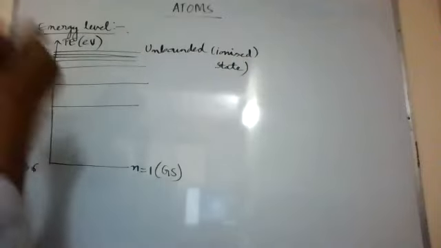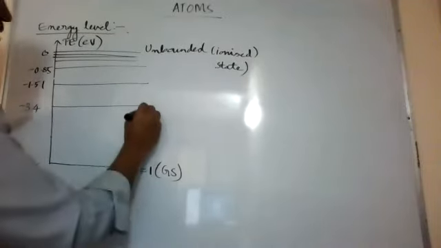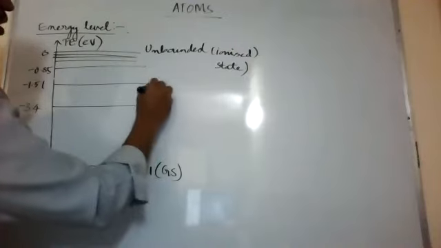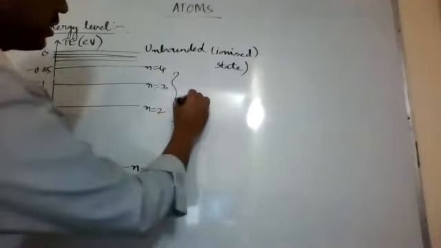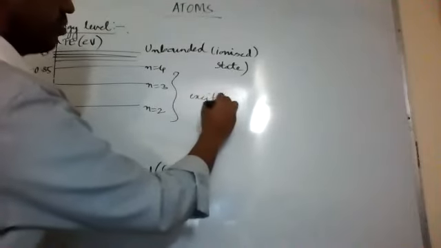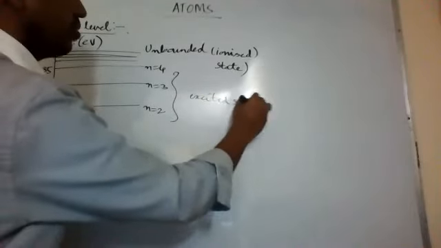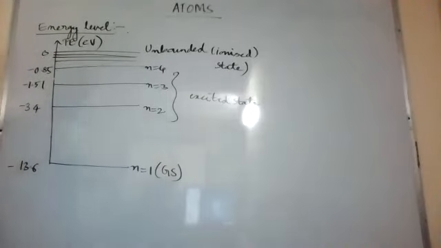Or ionized state. See that these are all n equal to 2, n equal to 3, n equal to 4. These are all excited states. Is that clear? Yes, sir. So this is what about the energy.